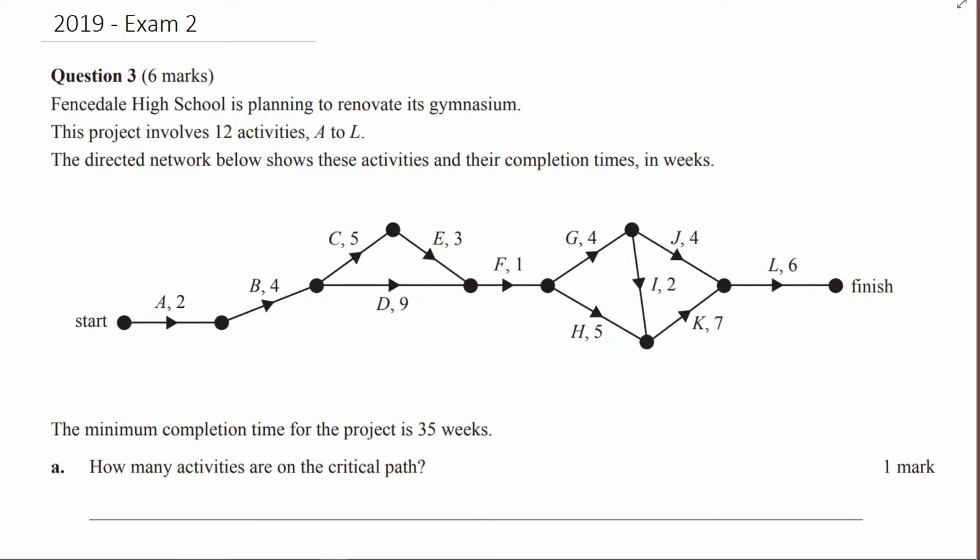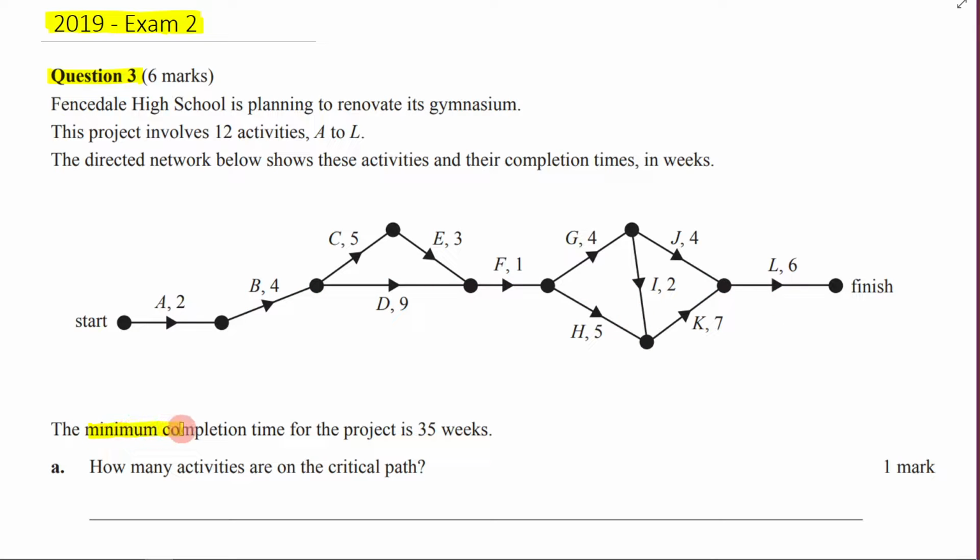Welcome. So in this video, we're going to begin going through the 2019 Exam 2 Question 3 on networks. So it says, Fensdale High School is planning to renovate its gymnasium. The project involves 12 activities, A to L. The directed network below shows these activities and their completion time in weeks. So here it is right here.